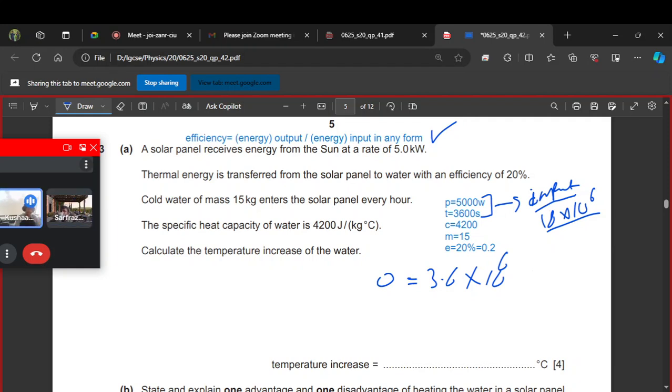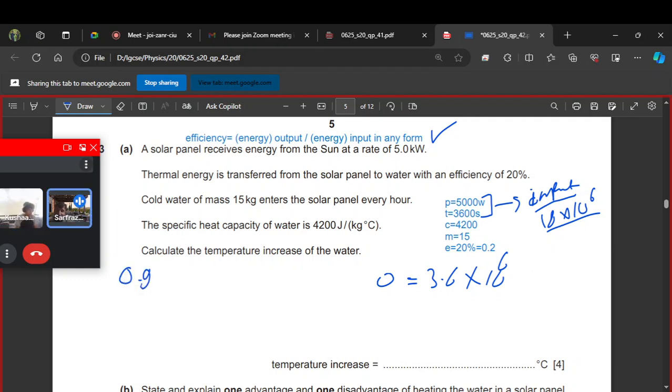So I use the formula energy is equal to specific heat capacity times mass times delta T. And to find delta T, I did energy divided by specific heat capacity times mass. I did 3.6 times 10 power 6 divided by 15 times 4,200. You have done it rightly. Let me just write the steps for better understanding.